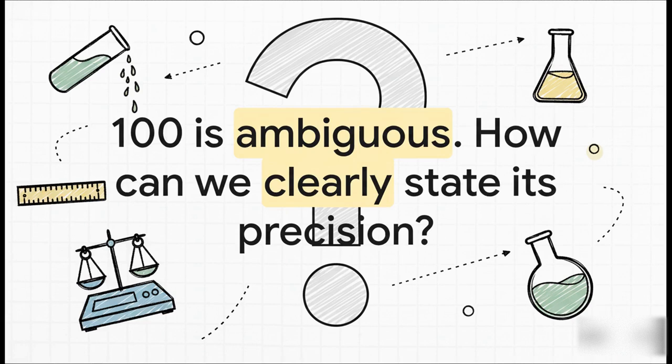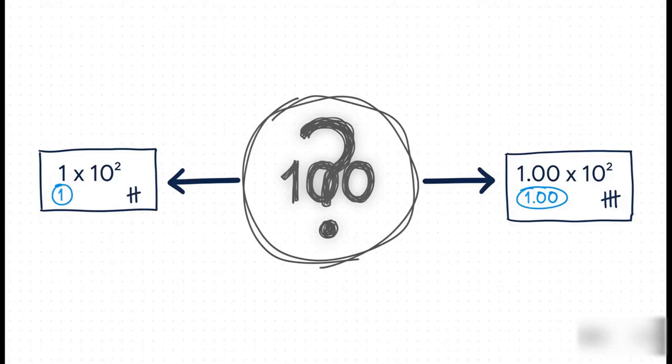If I write down the number 100, what do I mean? Did I measure to the nearest 100, the nearest 10, or the nearest single unit? It's impossible to tell. It could have 1, 2, or 3 sig figs. And in science, that kind of ambiguity is just not acceptable. So what do we do about it? The solution, and it's a really elegant one, is scientific notation. It is the single best way to kill any and all ambiguity. If you write 1 times 10 to the second, you are shouting from the rooftops, this has one significant figure.